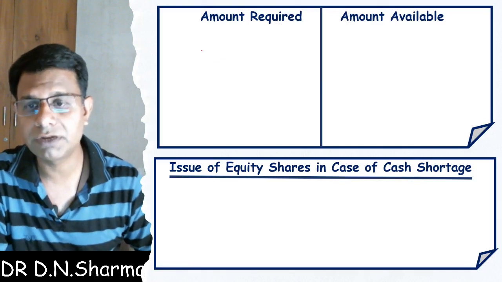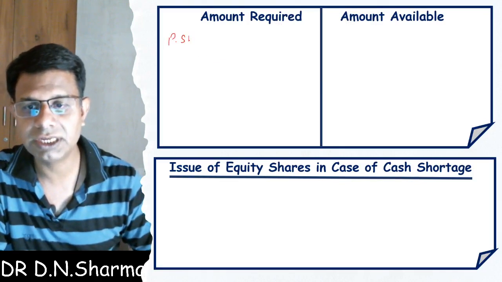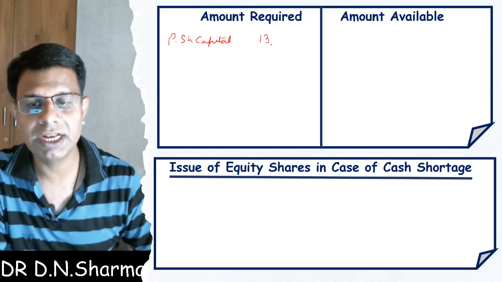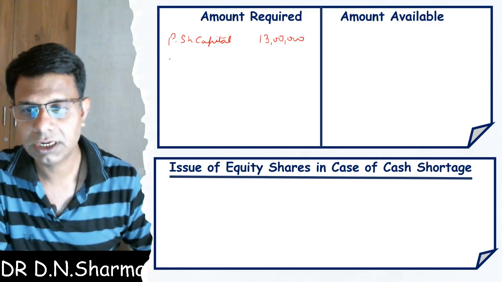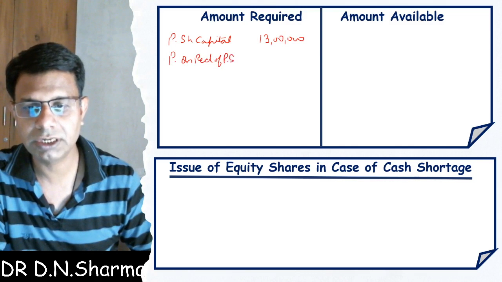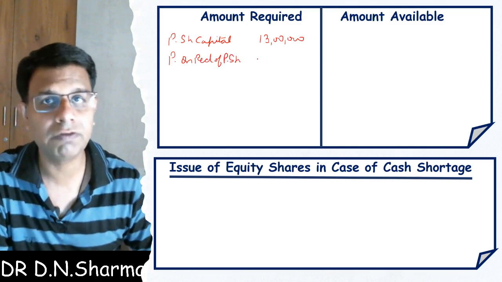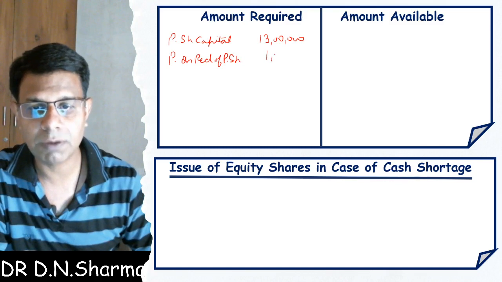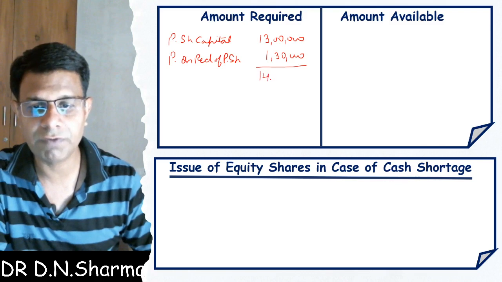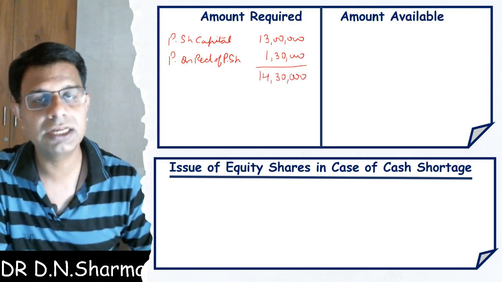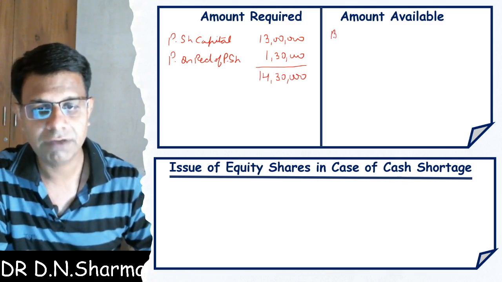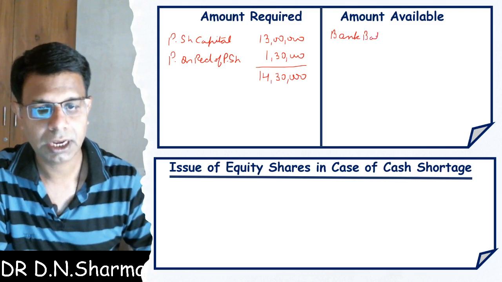First we write the amount required. We require preference share capital, that is the nominal capital of preference shares for redemption, and the nominal capital is 13 lakh rupees. Now the company also pays premium on redemption of preference shares, and the premium amount is 10% of nominal capital. So 10% of nominal capital is 1,30,000. So the amount required by the company for redemption purpose is 14,30,000.